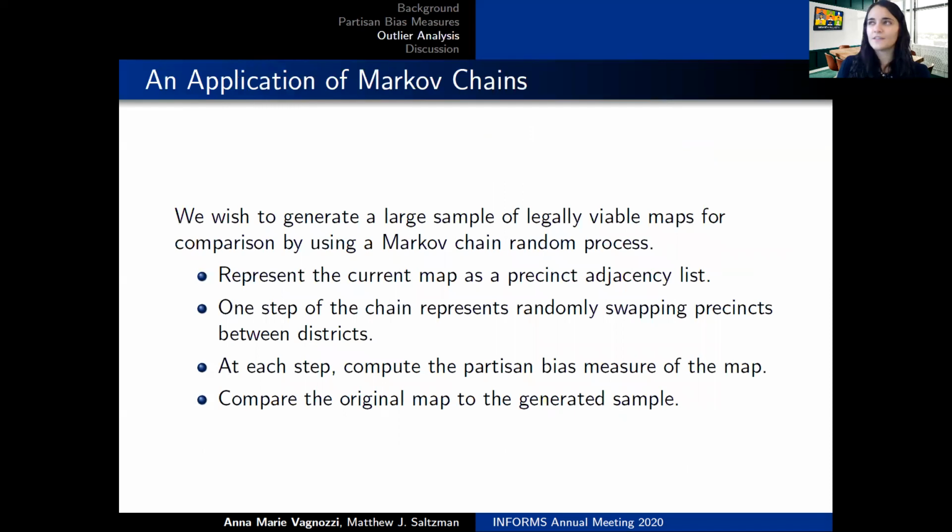But looking at the bias measure of a map alone isn't enough, because even if we have a map that indicates some level of deviation from partisan symmetry, what we really want to know is how much bias is too much. Some maps are going to exhibit inherent bias due to voting geography, and just because a map has some bias doesn't necessarily mean it was intentionally drawn that way. So what we want to do is compare our map to other maps that could have been drawn under the same redistricting guidelines and see how their bias measures compare.